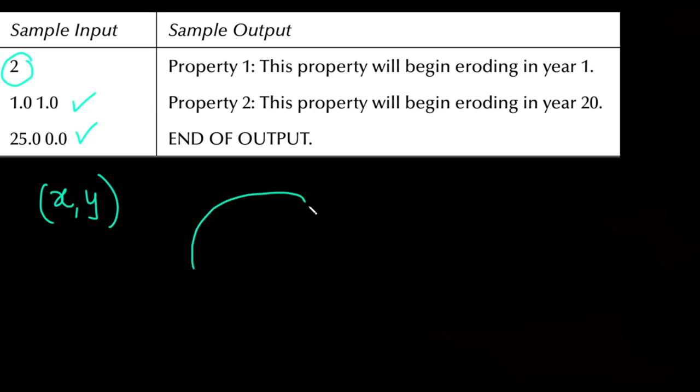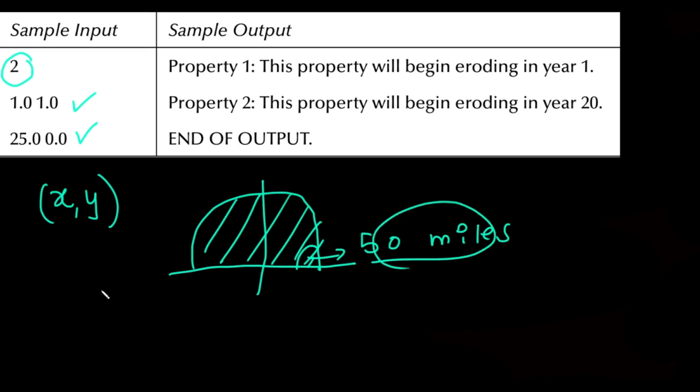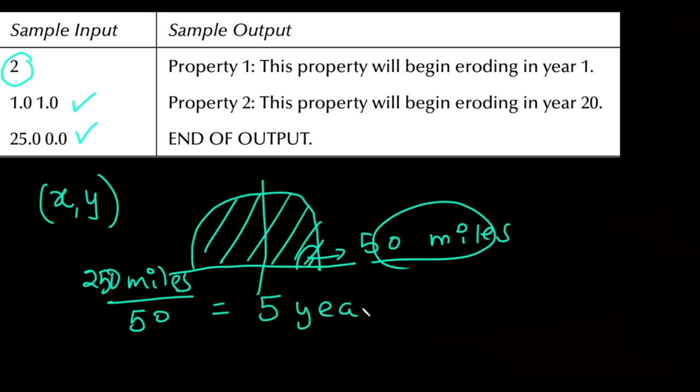So basically, if the area is corroding in a semicircle and every year 50 square miles gets corroded, so our simple idea will be the whole area of the semicircle divided by 50. So suppose you have 250 square miles, so this area will be corroded in how much time? So basically divided by 50. So 250 miles, and every year 50 miles get corroded. So in 5 years this whole area will be corroded.